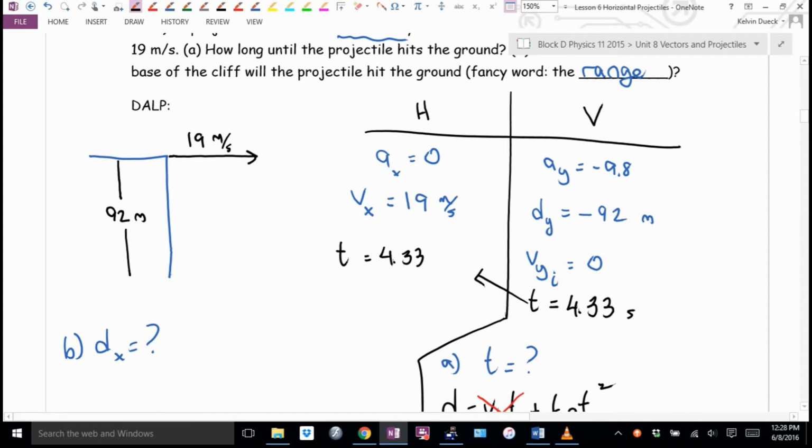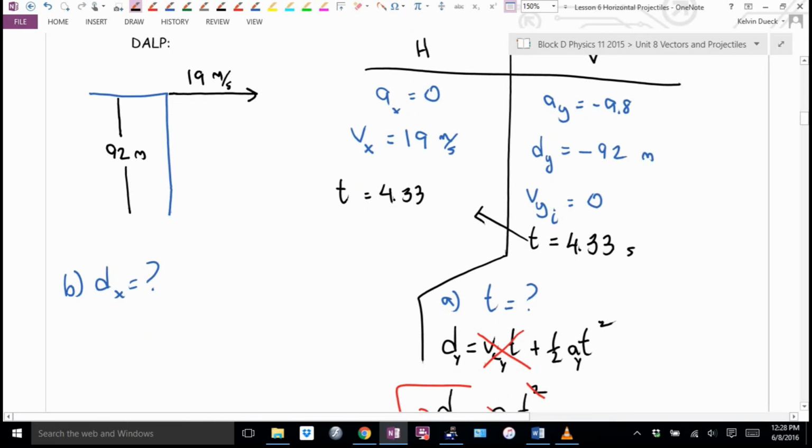By the way, you'll find you spend most of your time finding time. If you don't know time, trust me, you want to go find your time first. If they tell you time, you'll spend less time, the question will fall apart. I'm looking for an equation, Michael, that has A, V, T, and D in it. That's the same one. Oh, that's nice. So you're telling me, again, I can go D equals VIT plus a half AT squared.